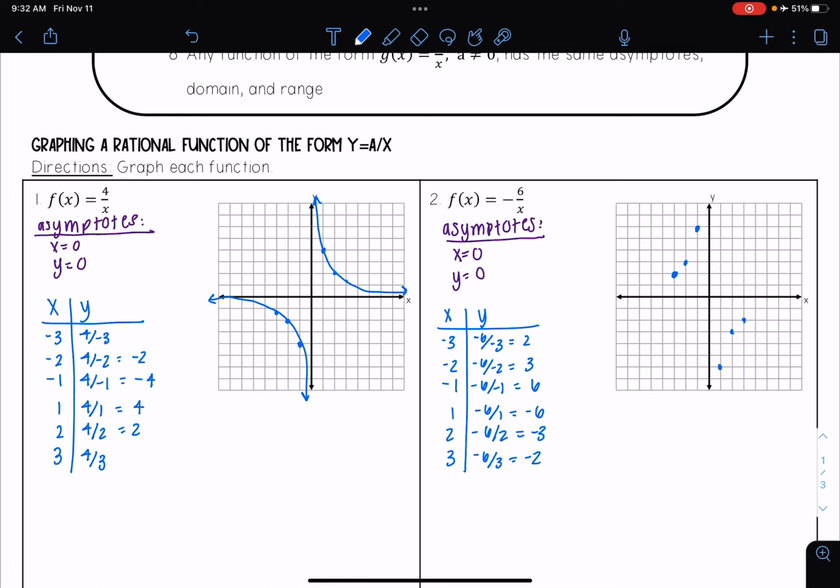Now to draw those branches, I need to follow where my asymptotes are, because I know my function is going to follow along them but not cross them. That's my x and y axis. That means my first branch looks like this, and then my second branch.